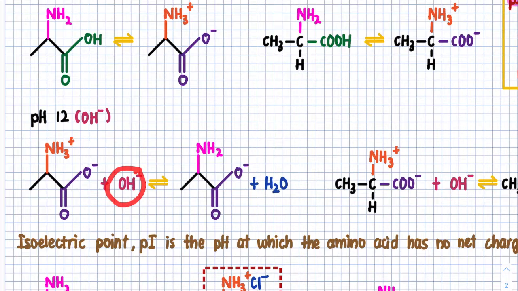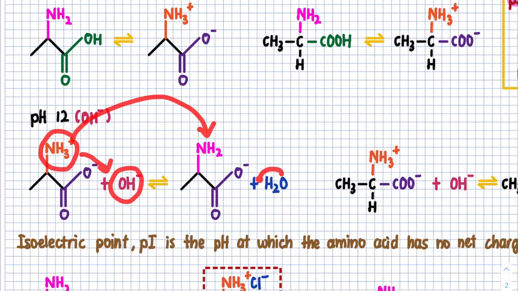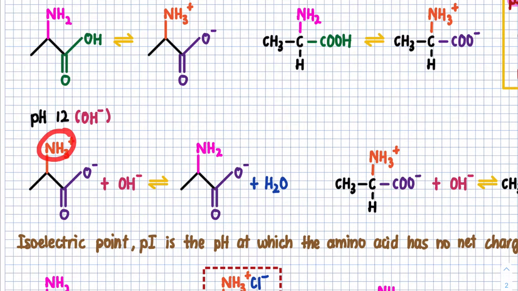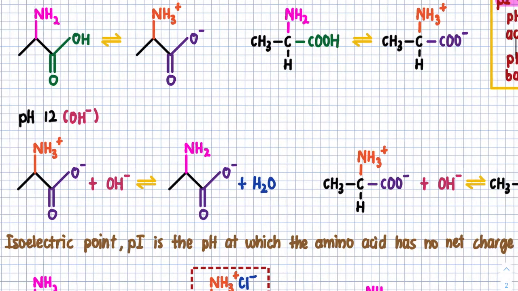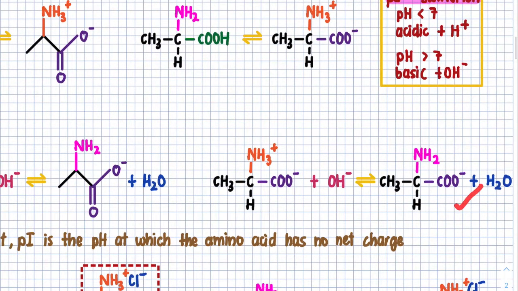OH- will react with this H+. One of the characteristics of a base is to accept hydrogen, to accept a proton. So OH- will accept hydrogen from our NH3+. Once NH3+ donates the hydrogen, it becomes NH2. Once OH- accepts hydrogen, it becomes H2O. But what happens to COO-? COO- does not react with anything, so we just let it remain unchanged. This is the solution for the condensed structure.